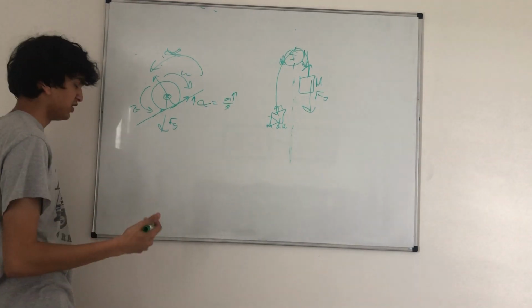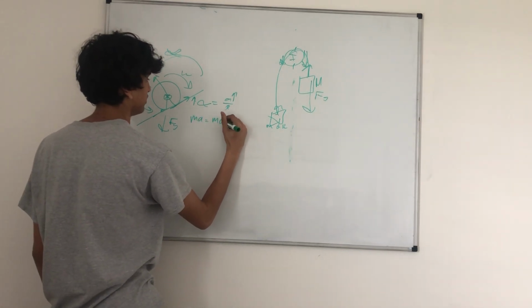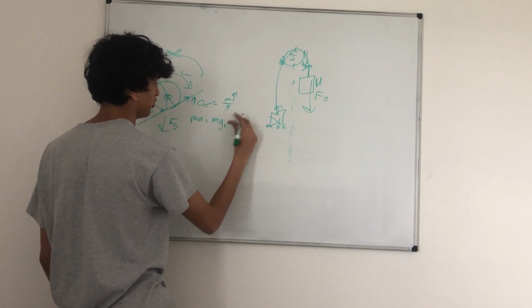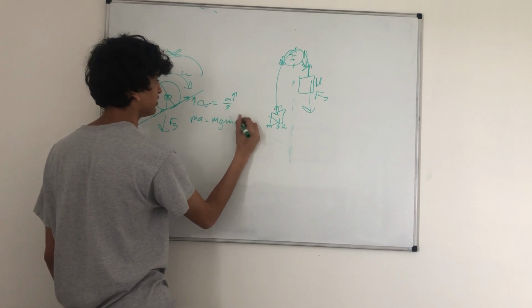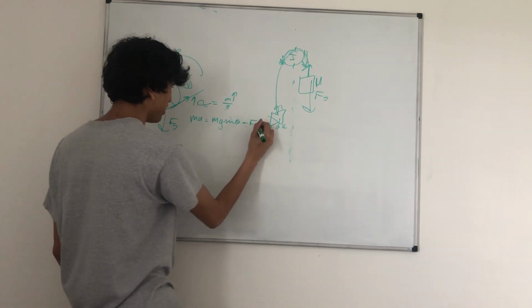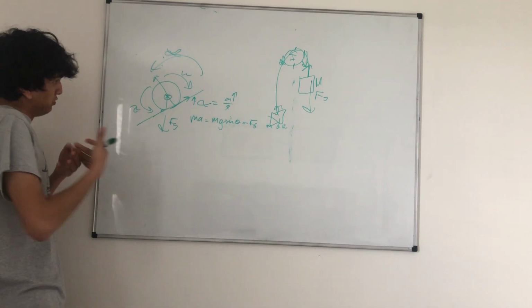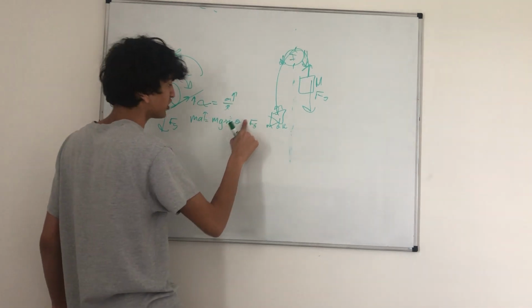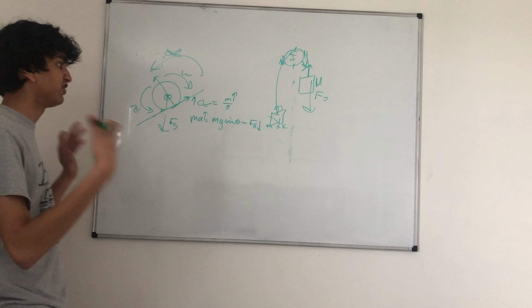So if you think about F net, ma is going to equal Fgx, which is mg sine theta, minus force friction. M is the same in both cases. Let's say the disc and hoop have the same mass, so this is going to be the same. In order to get more acceleration, you need less friction. Which, I mean, makes sense, right? To get more acceleration, you need less friction.